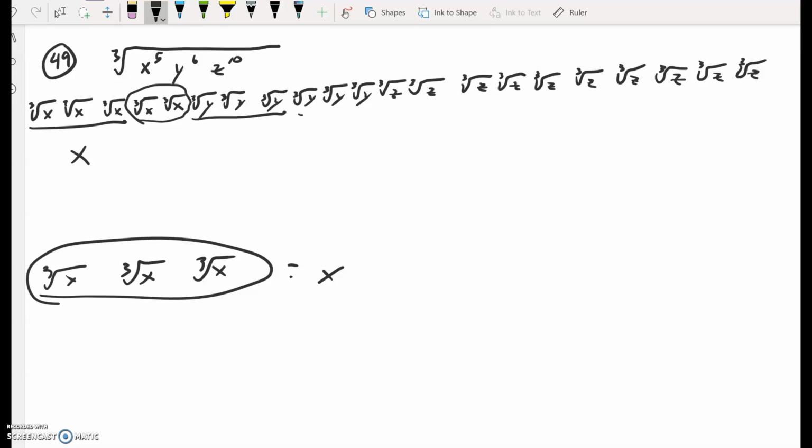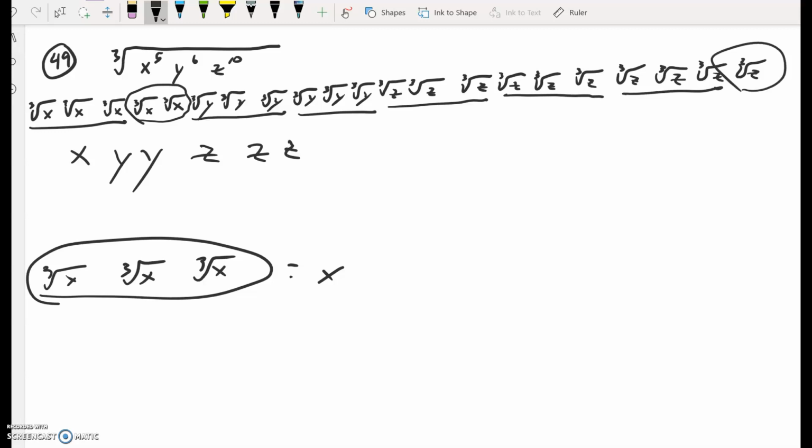These 3 are going to make a y. These 3 are going to make a y, regular y's. No leftover cube roots of y. These 3 are going to make a z. These 3 are going to make a z. These 3 are going to make a z. And there's a leftover. So the leftovers look like this.